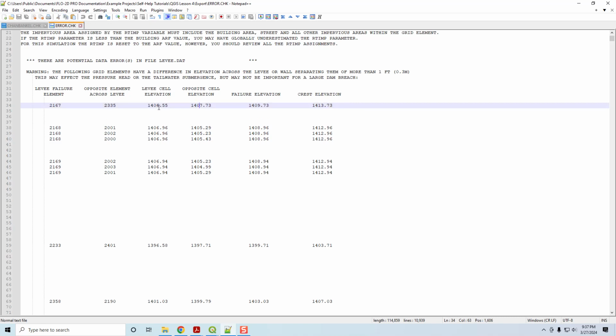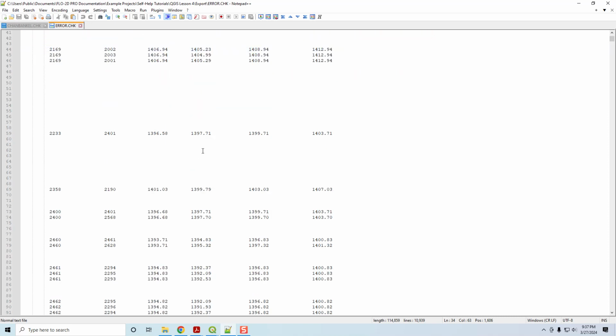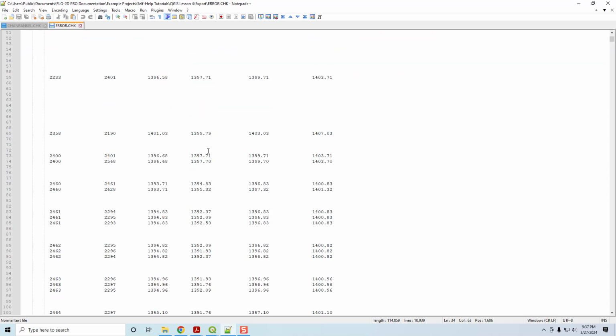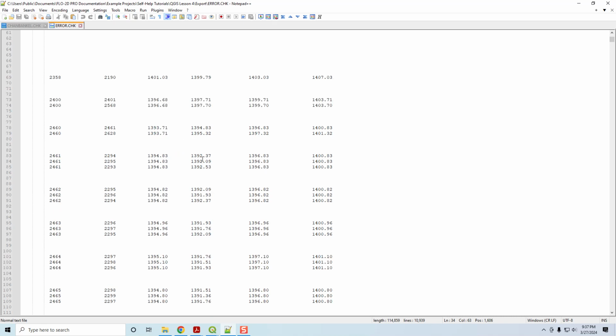But I don't really see a problem with this one because they're only a foot different. And if you noted, those buildings were about a foot higher than the streets and side. So that's not surprising to me. So as long as this doesn't go up to more than 2 or 3 feet, I'd say just ignore it.